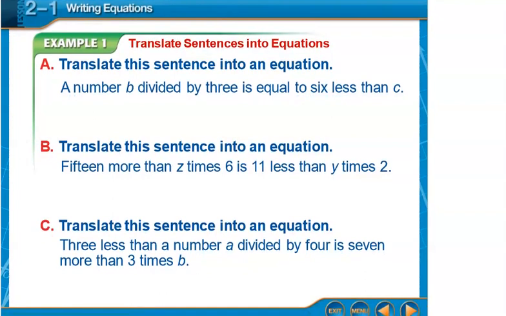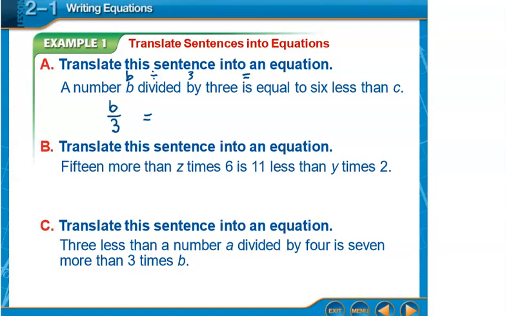So translating is just turning it into an equation, and for these you always want to find the word is, because that's always where your equal sign is. So now we've got half of this figured out. We know what equal. We know the two halves, a number b divided by 3. So b divided by 3. But if we're doing this in algebra, I want you to write this as b over 3.